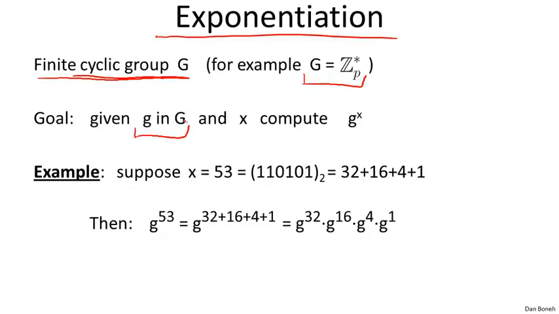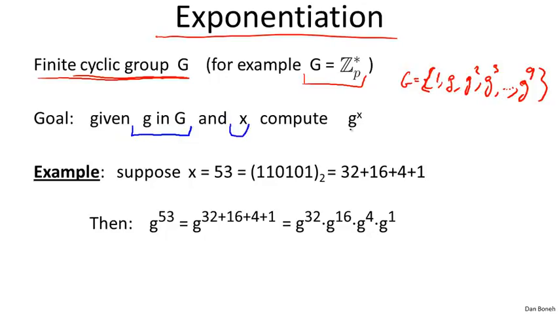And again, I want to emphasize basically the group G, all it is simply the powers of this generator up to the order of the group. I'll write it as g to the q. So our goal now is, given this element g and some exponent x, to compute the value of g to the x.